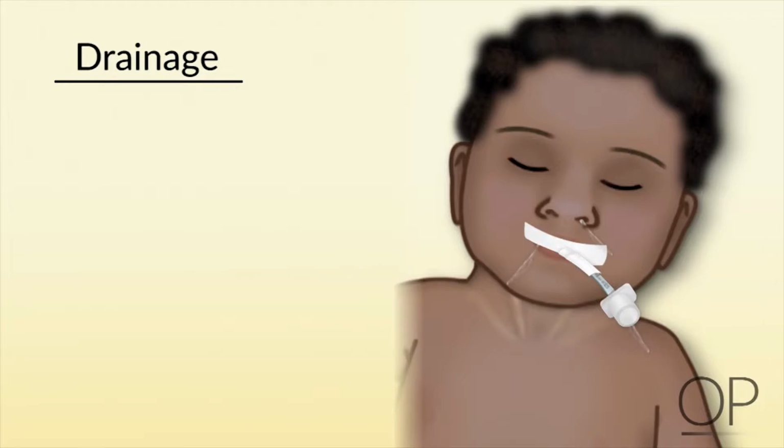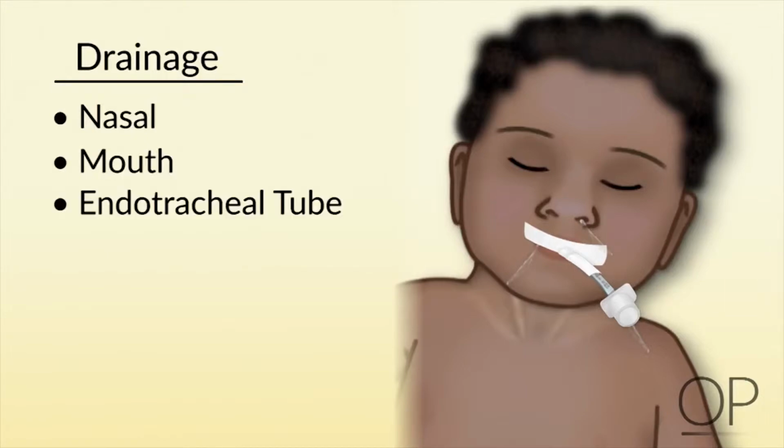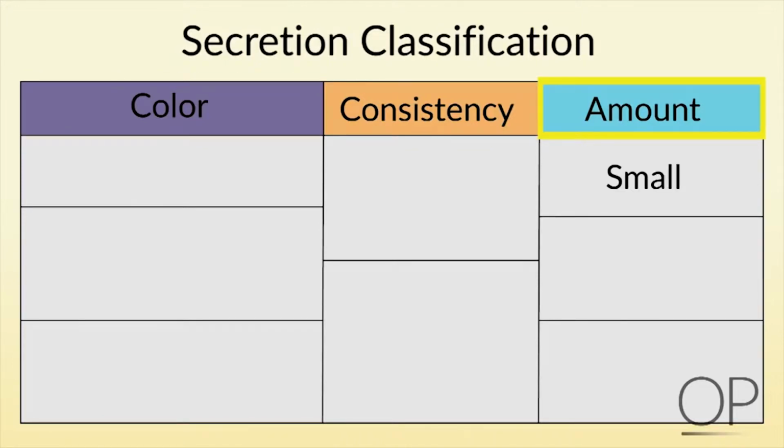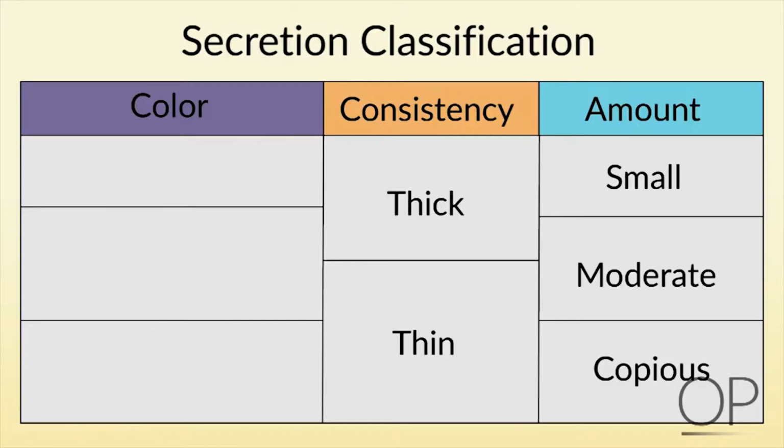Next thing we want to look for is if the child is experiencing any drainage from their nose, from their mouth, from their endotracheal tube. All of these things should be assessed for color, consistency, and their amount. It could be a small, moderate, copious. They could be thick, thin, white, clear.